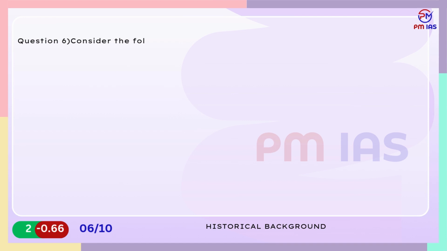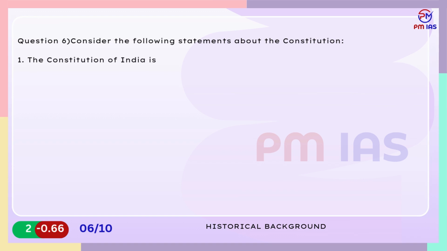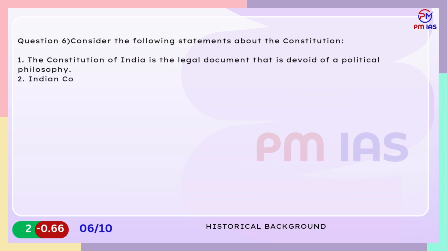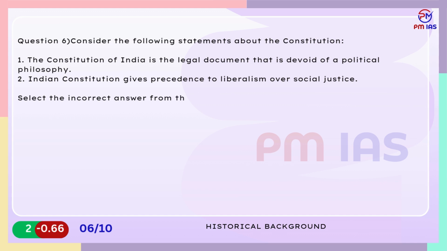Question 6. Consider the following statements about the Constitution. 1. The Constitution of India is the legal document that is devoid of a political philosophy. 2. Indian Constitution gives precedence to liberalism over social justice. Select the incorrect answer from the codes given below. A. 1 only. B. 2 only. C. Both 1 and 2. D. Neither 1 nor 2.